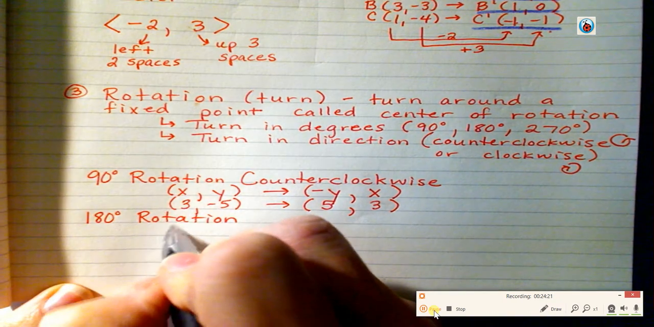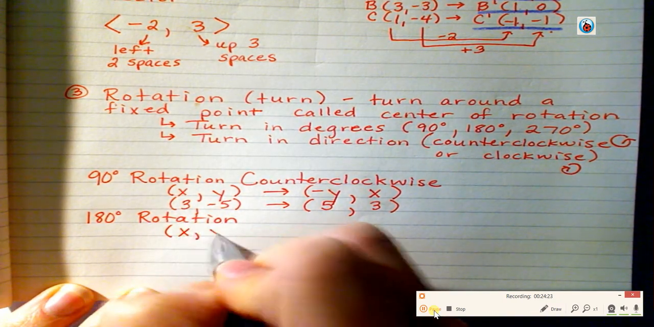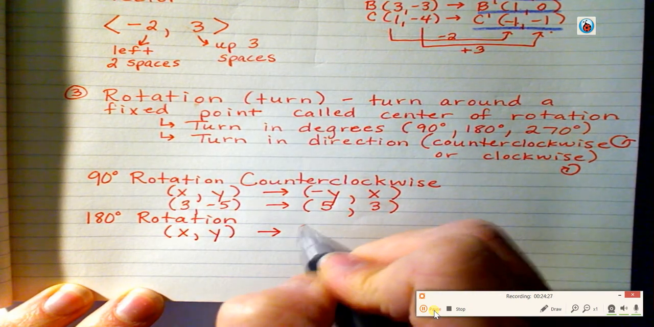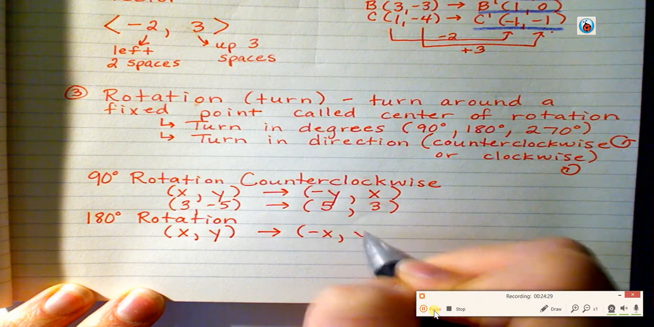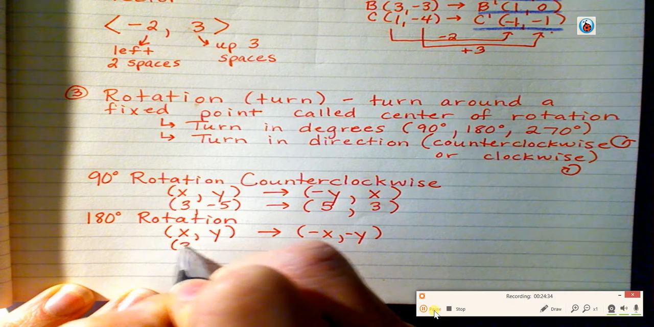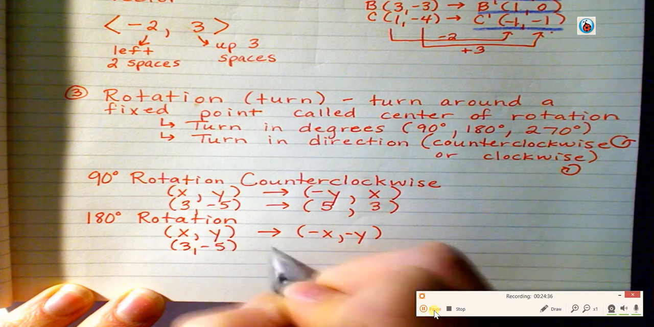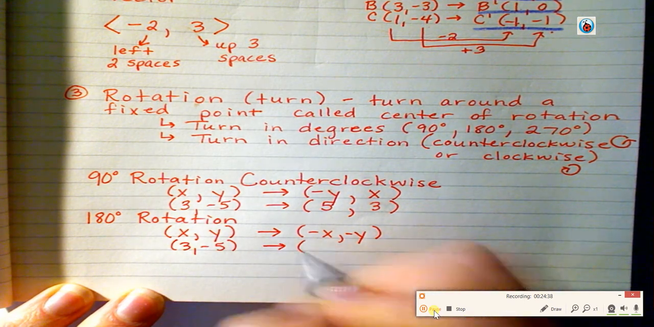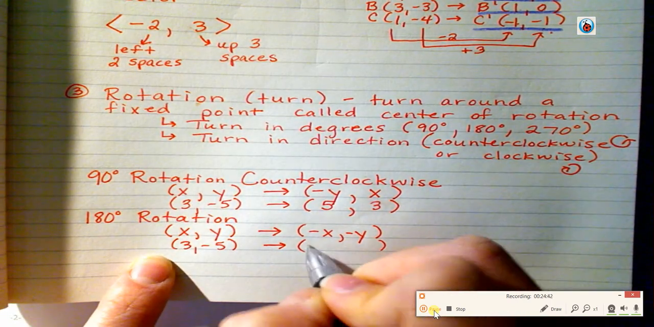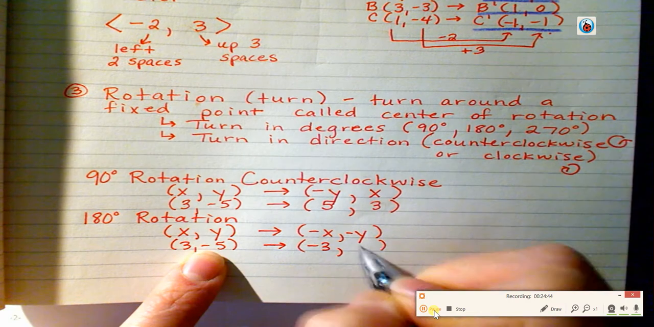So if a 180-degree rotation is there, you have your original point X, Y, and you change the sign of both numbers in your point. So if you had 3, -5, you change the sign on your X to make it -3, and you change the sign on your Y to make it +5.